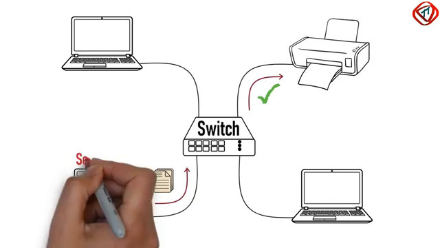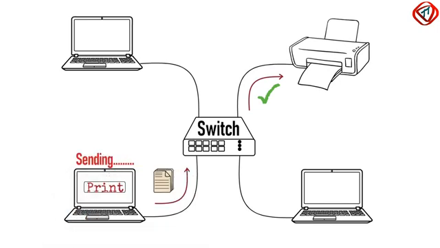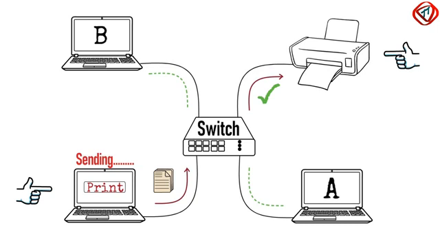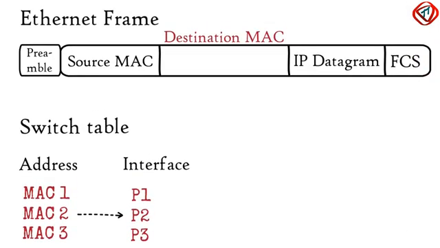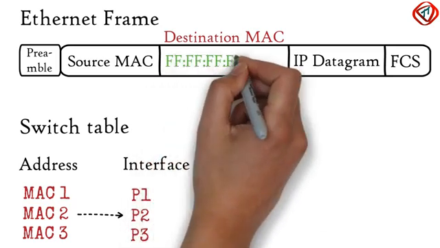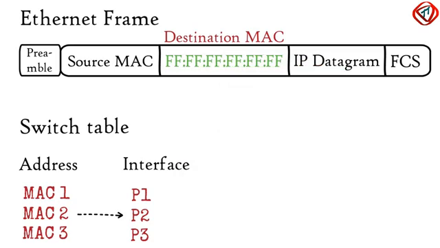Moreover, when the computer is busy sending a file to the printer, computer A and B can also communicate with each other without affecting the computer-printer link, that is, switched connection allows simultaneous communication. On the other hand, a hub allows only one device to communicate at a time. Please note, if the destination MAC address in the frame is the Ethernet broadcast address, then the switch also broadcasts the received frame.